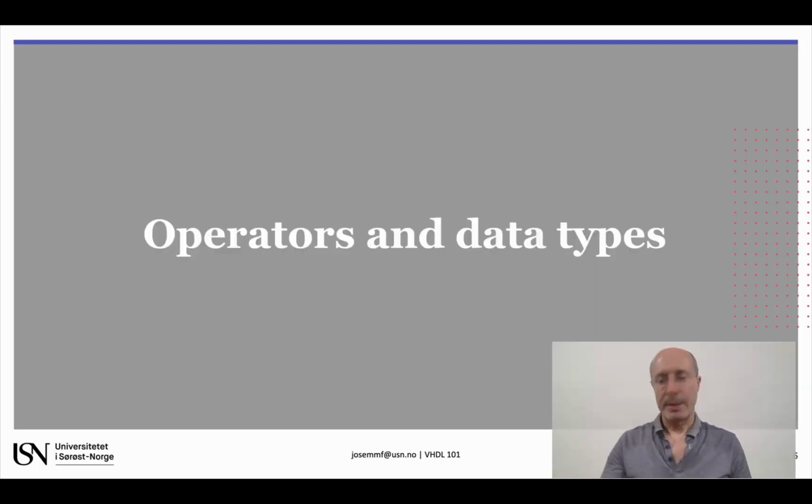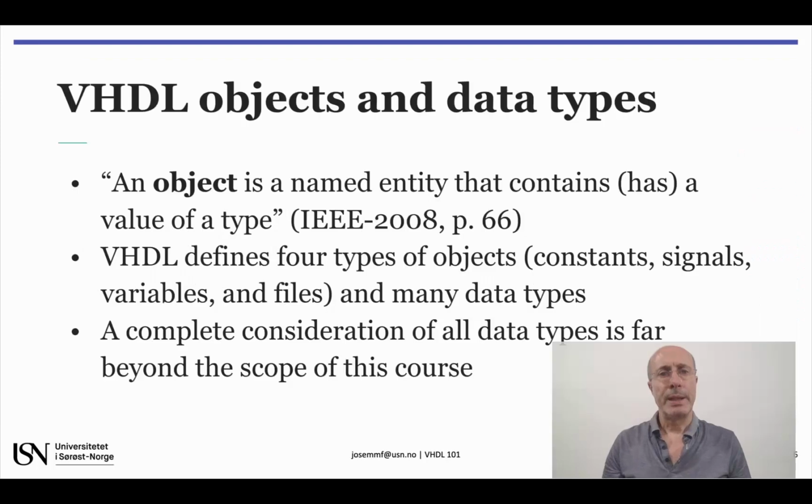Let's start with operators and data types. The IEEE standard defines an object as something that contains a value, and a value has a type. Consider a signal, for example, which may be present at any given port. We have already seen that inputs and outputs are normally defined as standard logic. And we will see that standard logic vector is also frequently used when dealing with buses.